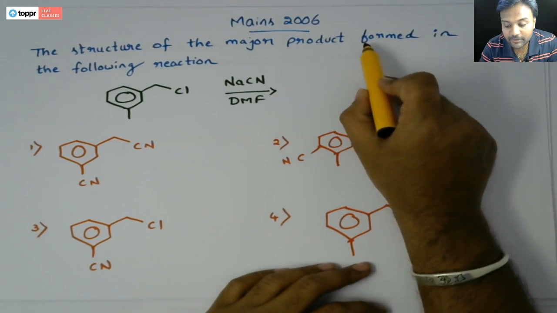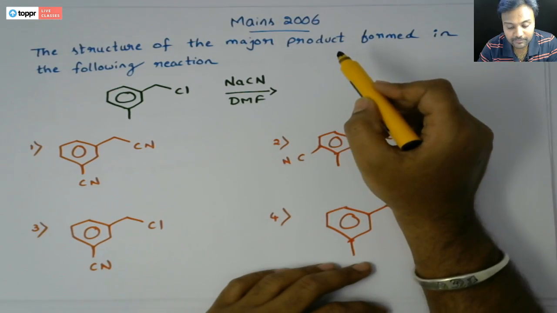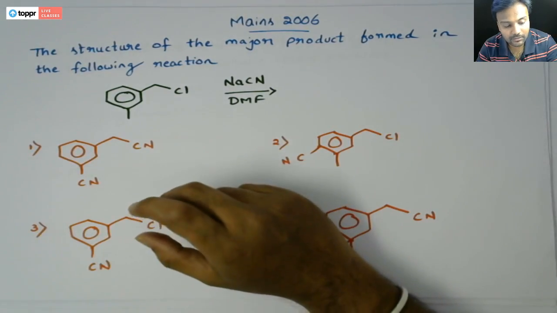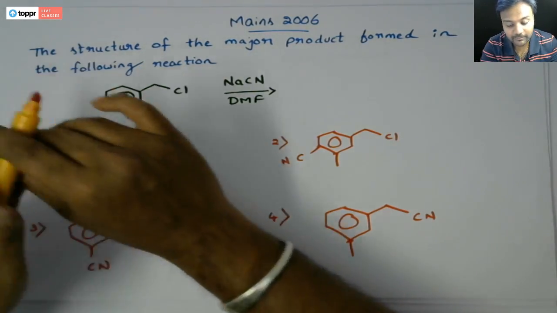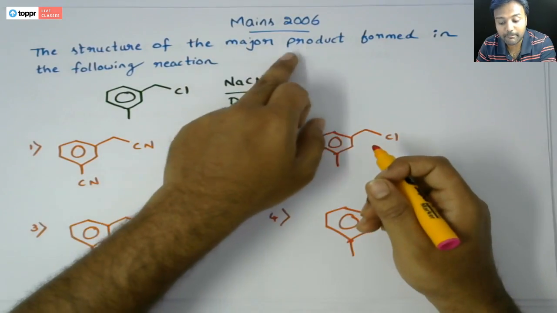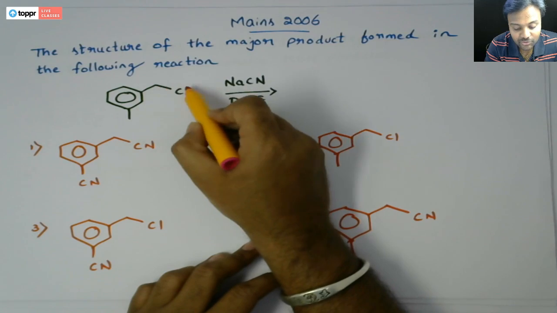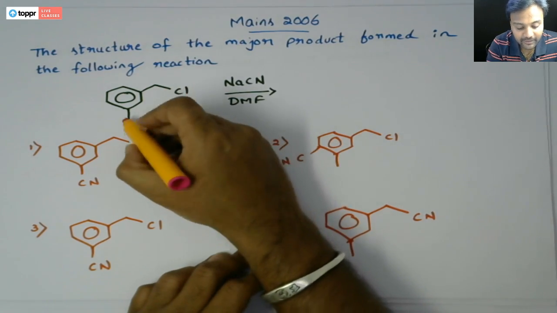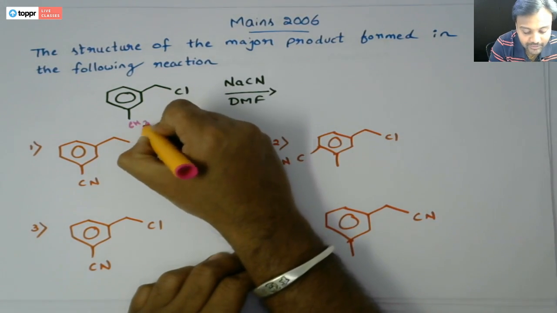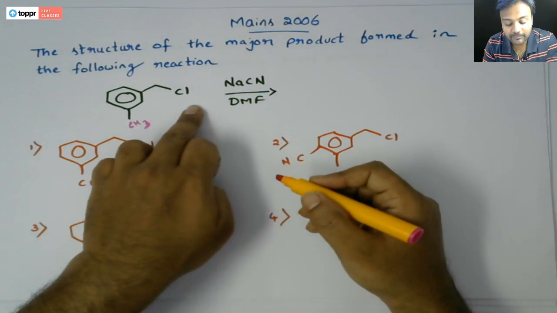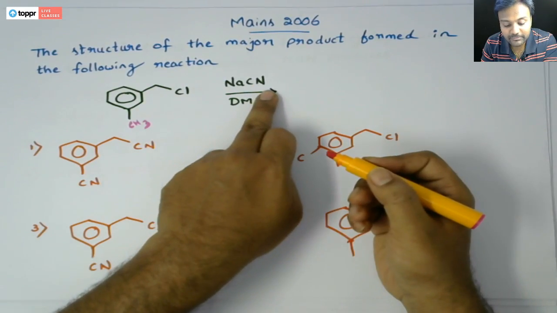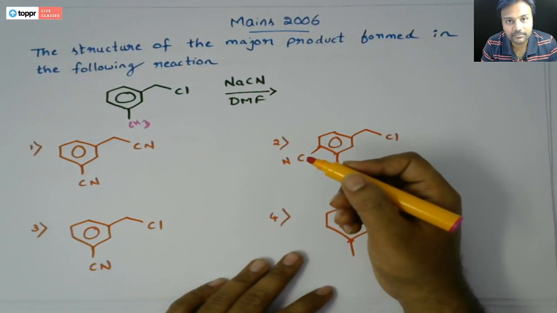The structure of the major product formed in the following reaction. So they are asking only the major product here. You have a benzene with CH2Cl, benzyl chloride, and a methyl, so I'm making CH3 here. This is CH2Cl. When treated with sodium cyanide, what happens?